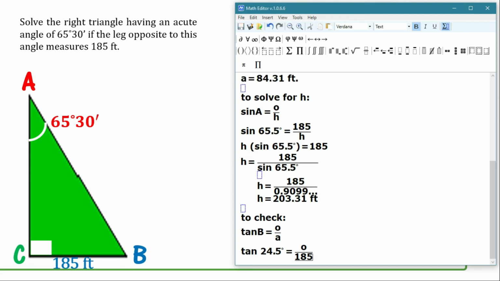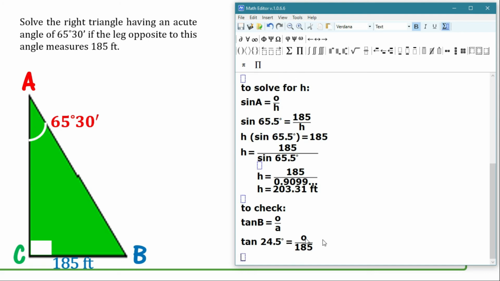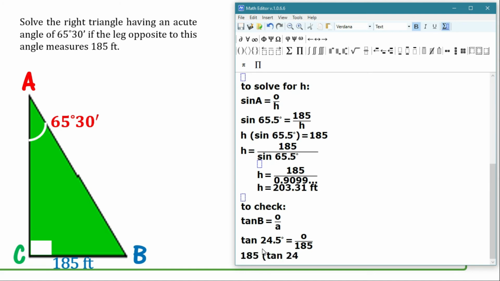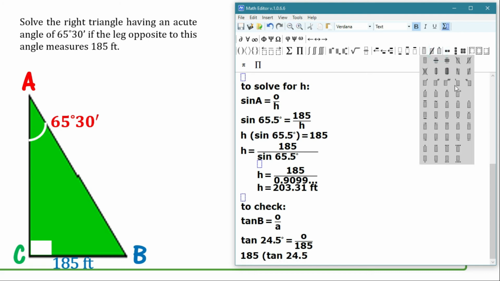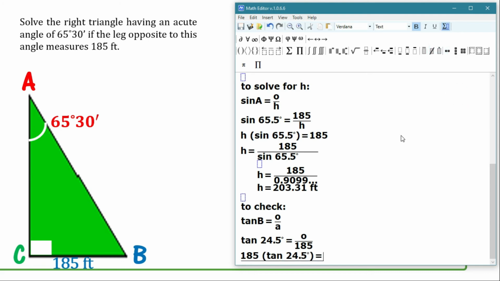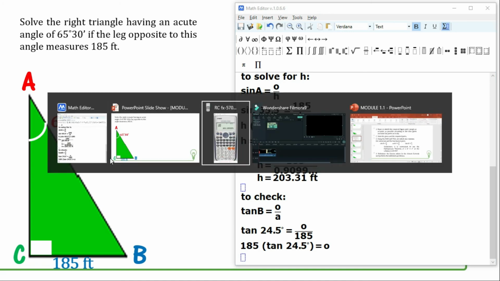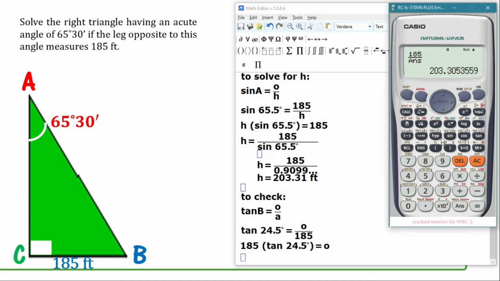So for us to check that, we are to multiply both sides by 185, yielding 185 multiplied by the tangent of 24.5 degrees. Okay, and that would be equivalent to the opposite side, which happens to be the adjacent side prior to angle A. So we have, what is the tangent of 24.5 degrees? So that's gonna be 0.4557 and so on and so forth.